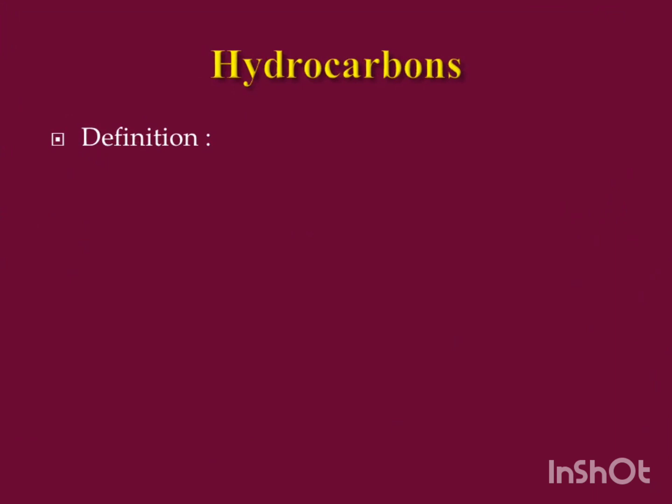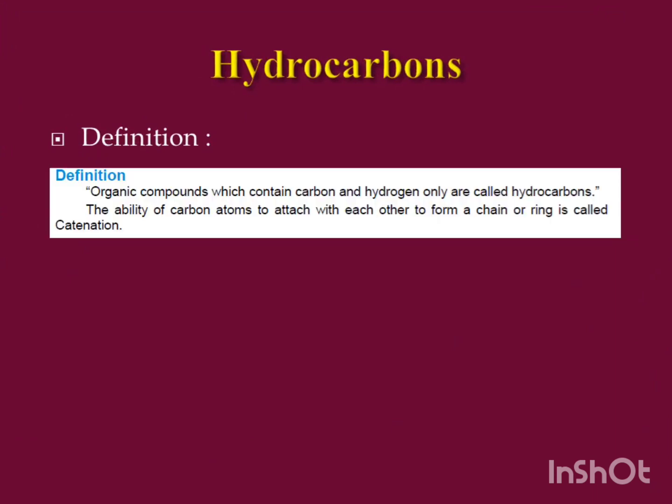First of all, let us look into the definition of hydrocarbons. Organic compounds which contain carbon and hydrogen only are called hydrocarbons. The ability of carbon atoms to attach with each other to form a chain or ring is called catenation. And this property of carbon to form long chains is responsible for the wide variety of hydrocarbons present in nature.